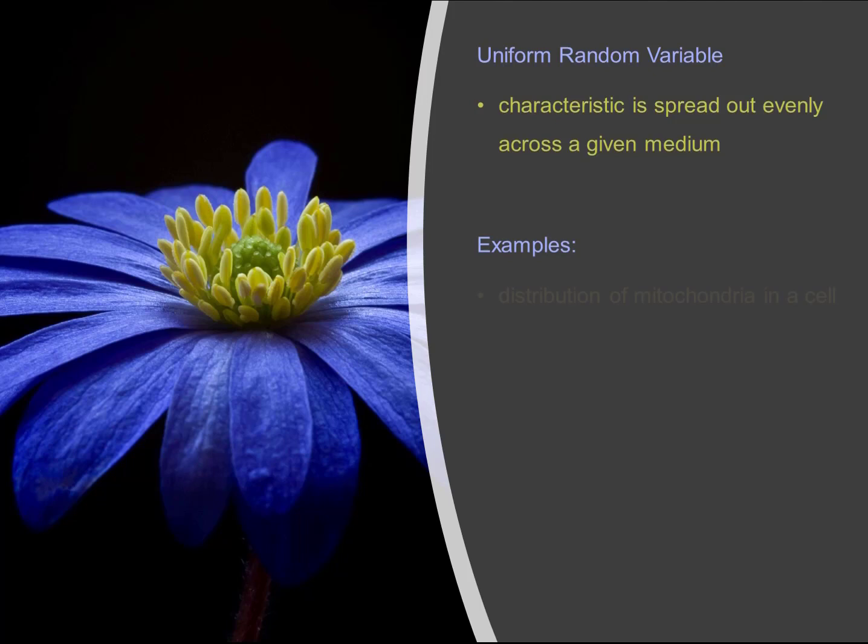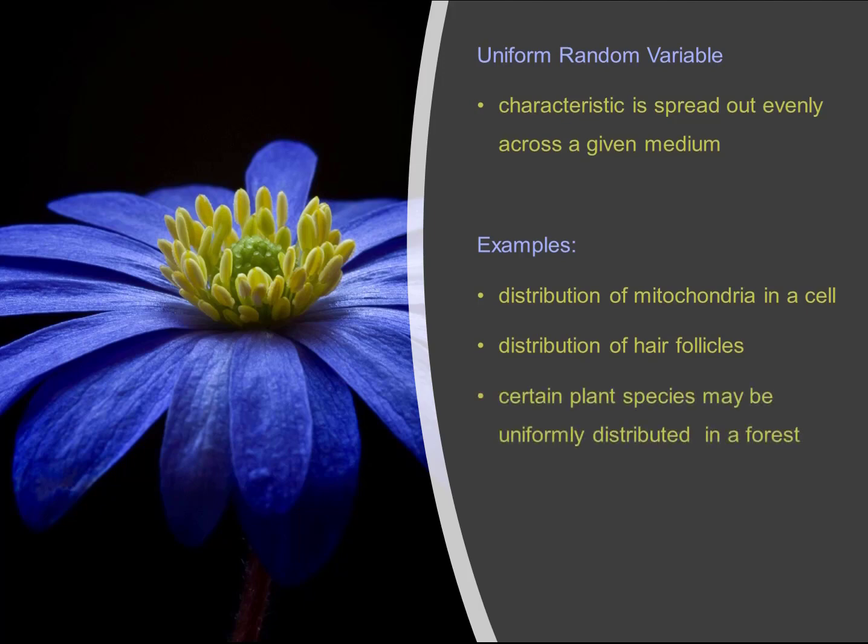Examples include: the distribution of mitochondria in a cell may be uniform, indicating consistent energy production capacity throughout the cell's volume. The distribution of hair follicles in the skin of an animal may be uniform. A certain plant species may be uniformly distributed in a forest, which may indicate that the species has roughly the same access to light, water, or other resources.